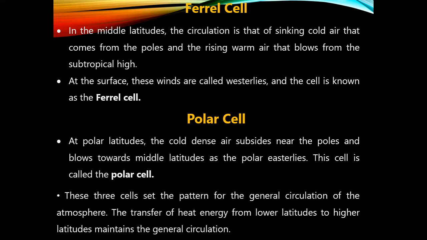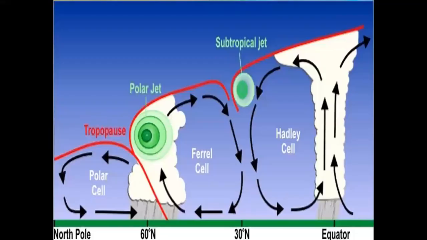Next, the polar cell. At polar latitudes, the colder and denser air subsides near the poles and blows towards middle latitudes as the polar easterlies. This cell is called the polar cell. And these three cells are the pattern of the general circulation of the atmosphere. The transfer of heat energy from lower latitudes to higher latitudes maintains the general circulation.